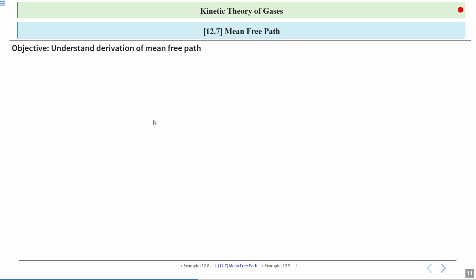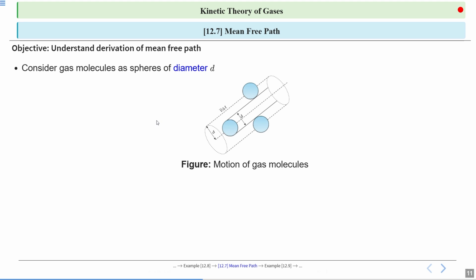Understand the derivation of mean free path. So consider gas molecules as spheres of diameter d. Look at the figure, look at here, which illustrates the motion of gas molecules. They move and interact within the space.